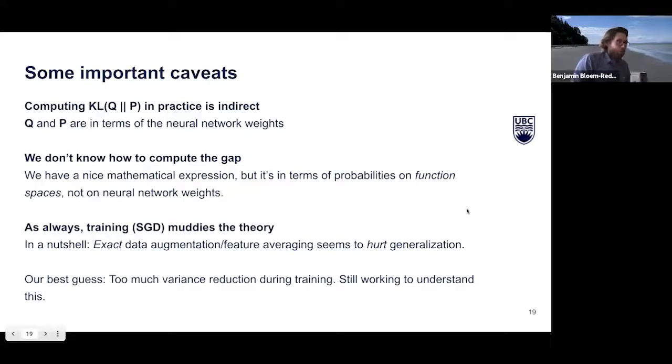And we're trying to understand this, but our best guess is that the variance reduction we get from augmentation or feature averaging actually hurts us in training, right? There's a lot of work that indicates that the variance of the gradients is a pretty good predictor of how well a network will generalize, and if we wipe out too much of that variance, we kind of kill ourselves with what we learned. Okay. So those are just some caveats and what I think are some interesting problems.